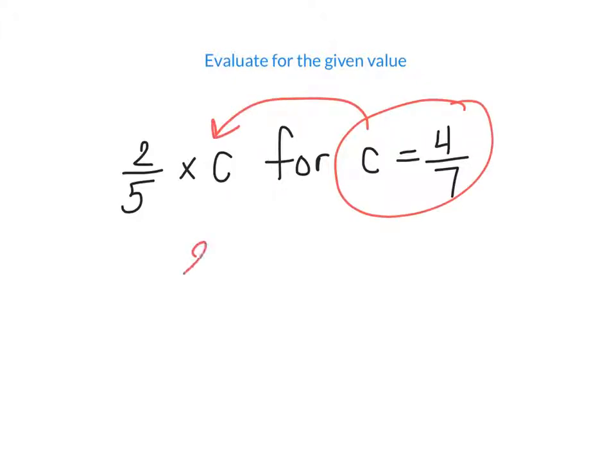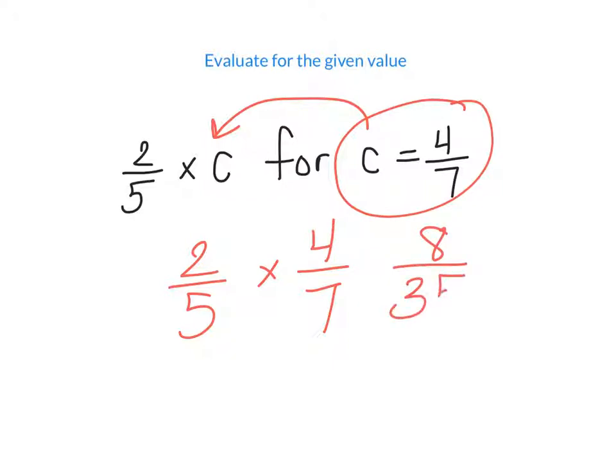So all this problem is 2/5 times 4/7. They told me what c was. So now 2 times 4 is 8. 5 times 7 is 35. Am I done? Well, think of your factors of 8. 1 and 8, 2 and 4. None of those numbers go into 35, so this is your final answer.